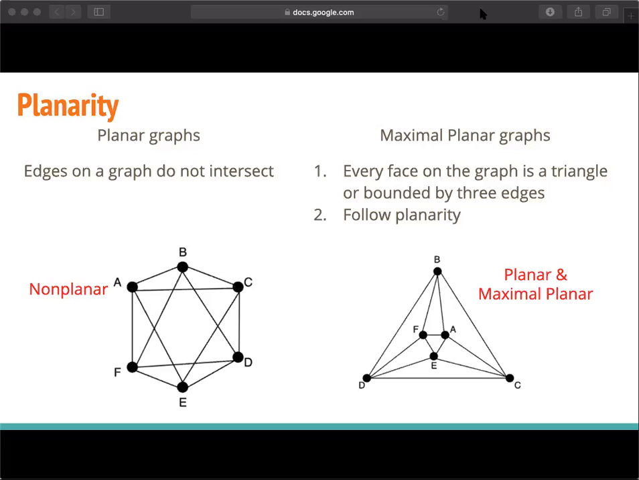If you look closely at it, these graphs are isomorphic because each of the vertices do still share an edge with the vertices over here in the non-planar graph. And so they're isomorphic, except that one graph is maximal planar and another is non-planar.